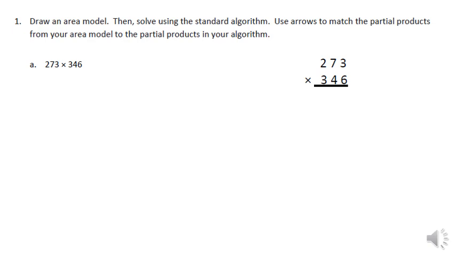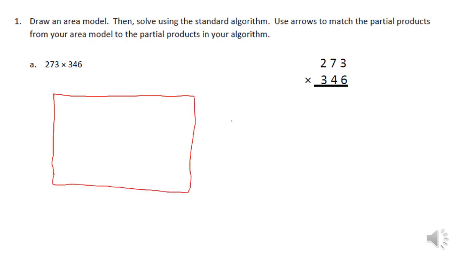Okay, today we're going to be doing 3-digit by 3-digit. So we're going to stop doing the renaming. All our area models are going to be without renaming, and that will help out a little bit. So we're going to start with an area model over here. And on top, I'm going to put 273.